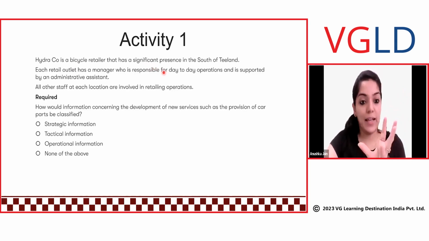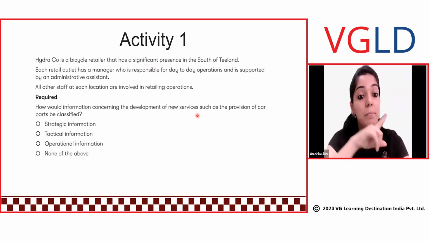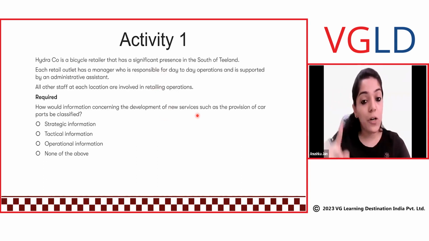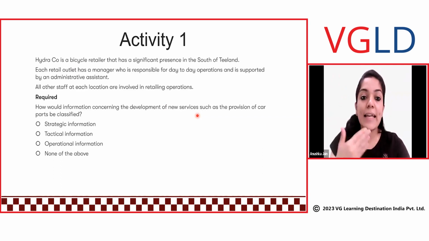They will be deciding. See, it gave you a scenario that it is a bicycle retailer, it is doing something for so long, and now they are saying car parts. Do you understand how different it is from its existing scope of work? It is a bicycle retailer and it is thinking of venturing into provision of car parts service. Do you think people at the middle or the bottom level of the hierarchy will be able to take such a decision? No. It will definitely be people at the top who will ask for strategic information on this and then take the decision. So the correct answer would be strategic information.